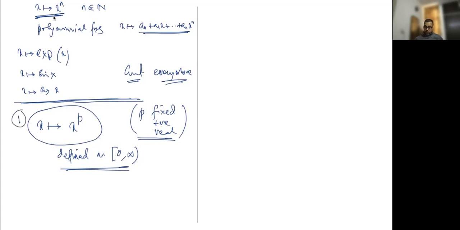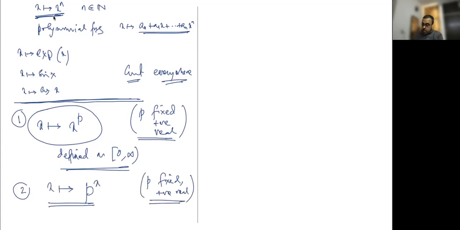So that's one function, and the other function is p to the power x. So here again, p is something fixed, positive, real. So both these functions are continuous. I said I won't get into the proof, but I'll just briefly indicate why.